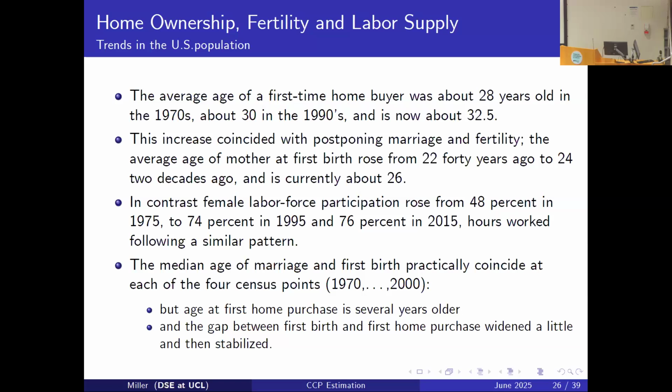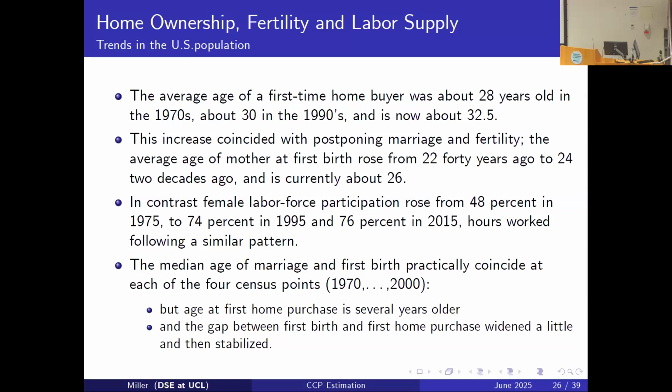This is what's happened in the US population in terms of fertility. You're seeing the average age of mother at first birth: 22 in the 70s, 24 a couple of decades ago, and currently 26, depending on your education level. For the more highly educated, it's even higher, in the 30s, if at all.